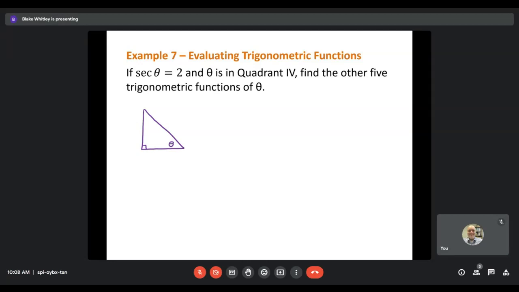And remember, secant is just the reciprocal of cosine. And so I'm going to write this as a fraction, 2 over 1. Cosine is adjacent over hypotenuse, which means that this should give us the hypotenuse over the adjacent. So 2 is my hypotenuse, 1 is my adjacent. So if I put those in my triangle down here, 2 is my hypotenuse, 1 is my adjacent.